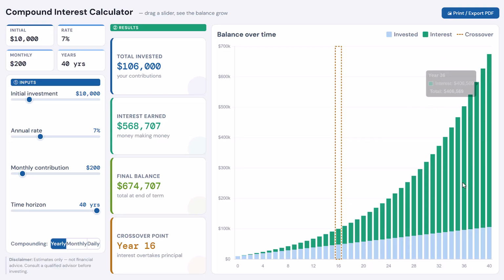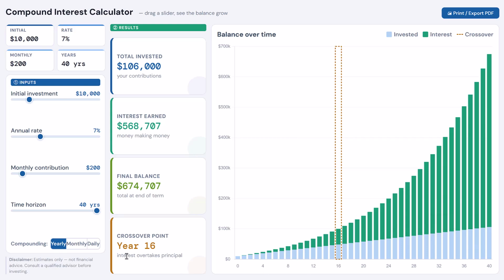The blue is everything you put in. The green is what your money earned. Once the green takes over, your money's working harder than you are. Okay, maybe not. This is the crossover point, year 16. Your interest earned exceeds your total contributions. That's the inflection point where the compounding really takes over.